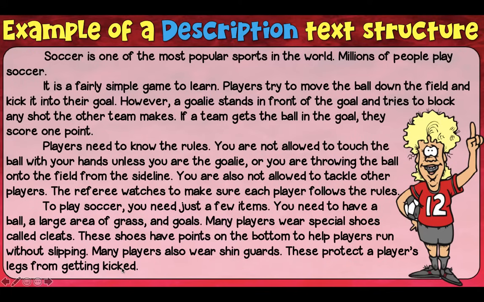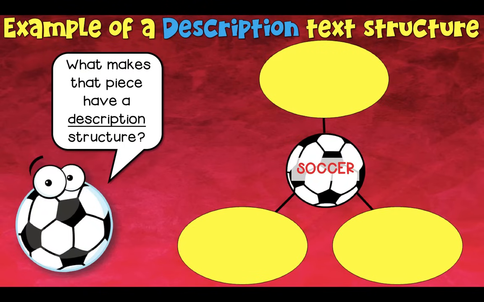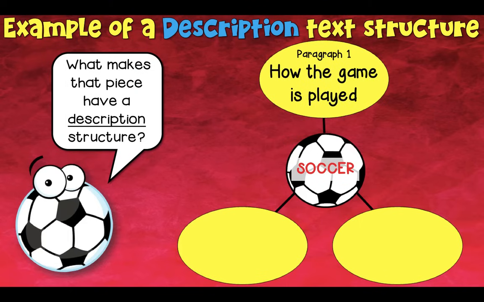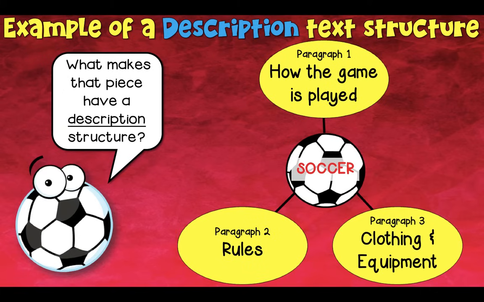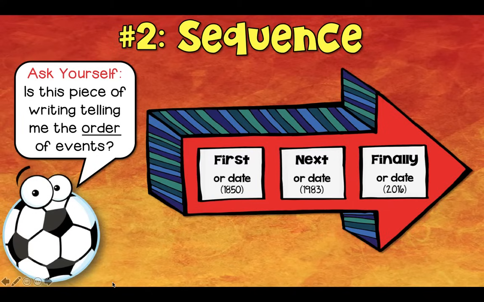So there's 3 paragraphs, and all they do is describe what soccer is. So a description is telling somebody about something. Like, let's say somebody never heard of soccer and they don't know what it is. This descriptive essay would tell them what it is. Okay, so here's the descriptive structure here. Topic is soccer. The details are how to play the game, the rules, and the clothing and equipment needed to play the game. And that's an example of a descriptive text structure.